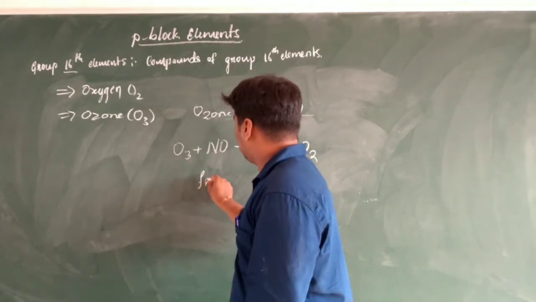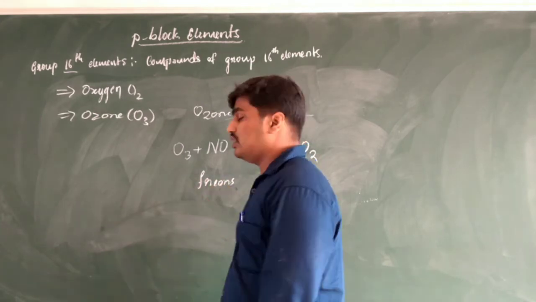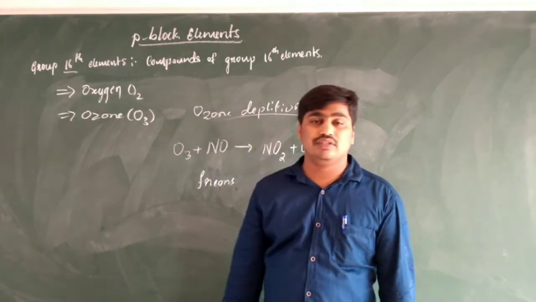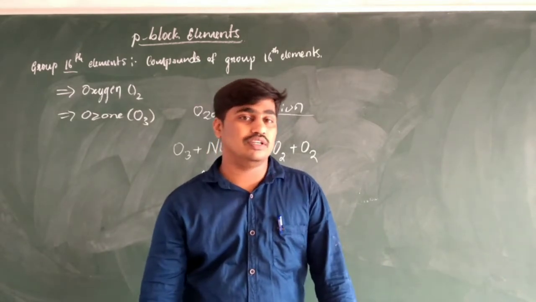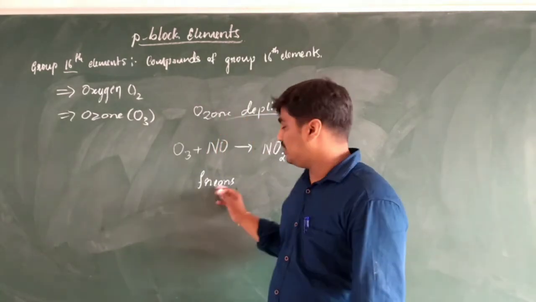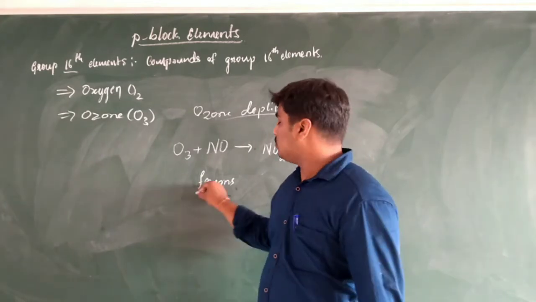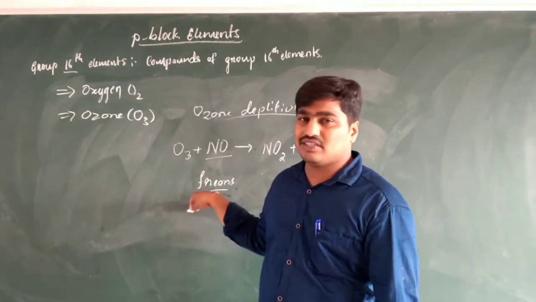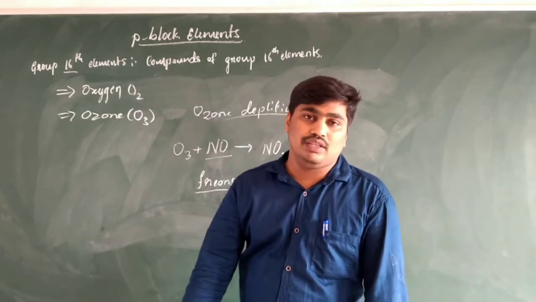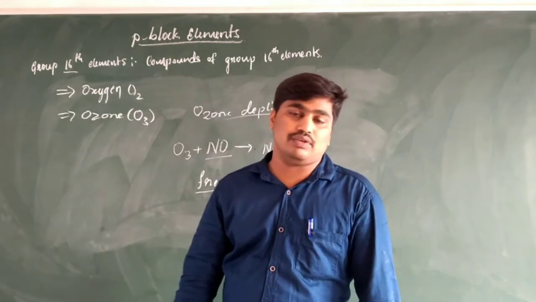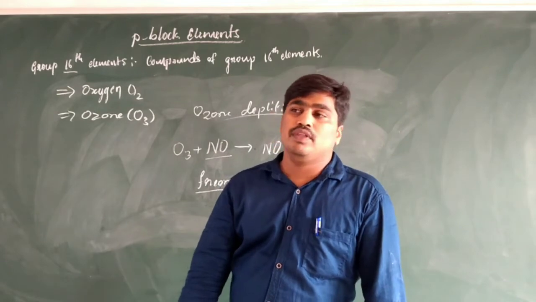Freons, these are the polyhaloalkanes. They are exhausted from, or used in, aerosols and refrigerators and all that. So because of freons, nothing but CFC, and the nitrogen monoxide, the concentration of ozone decreases. That is called depletion of ozone.